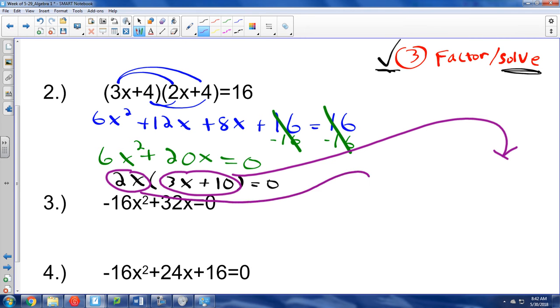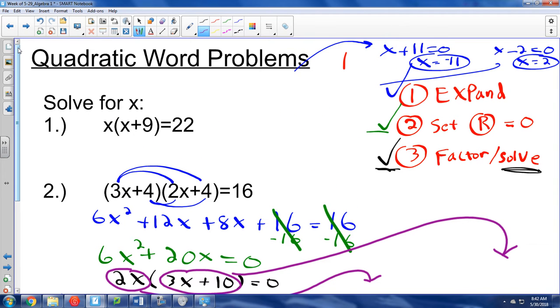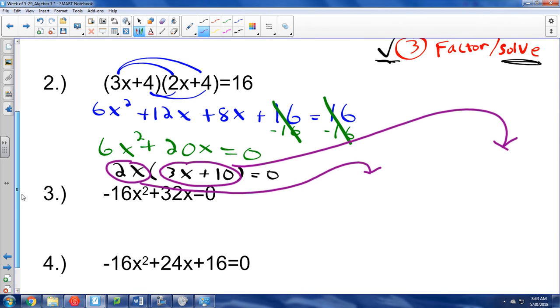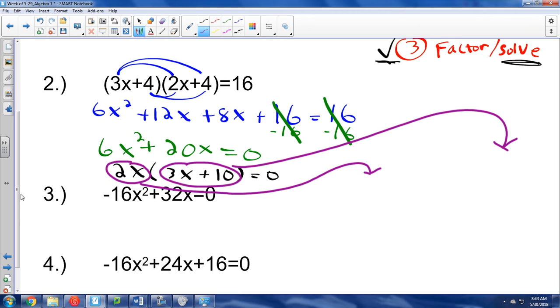And Matt, if you could remind us what we need to do because of that last thing we were talking about. What are we going to do with those? Set them to what? Well, we've already factored them. Remember what we did up top over here? We have to set them equal to something. What do we have to set them equal to, people? 0. Good. So we're going to set the first one, which is 2x, equal to 0. And we're going to set the second one, which is 3x plus 10, equal to 0.